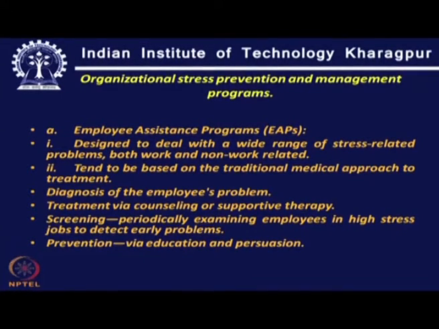Organizational stress prevention and management programs could be like the employee assistance programs, which are designed to deal with a wide range of stress related problems both in work and non-work areas. They tend to be based on medical approaches. Employees, you diagnose the problem, treat via counseling or supportive therapy. Then you screen periodically for detecting early problems in stress. So, anyone who sees some unusual behavior pattern should report it to the appropriate authority, and the peer group should be very strong to detect the problems, or first care should be taken by the peers, because people can communicate well and share their minds, they can go through peer counseling to deal with the problems of stress. Then we can go for prevention via education and persuasion.